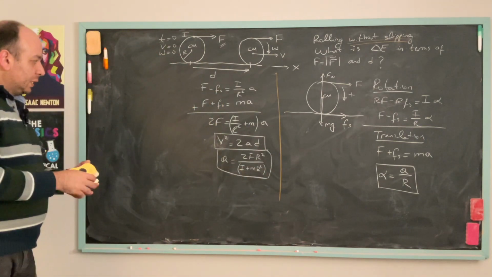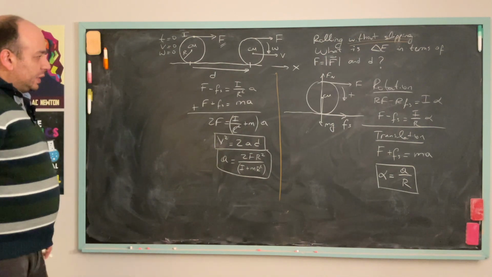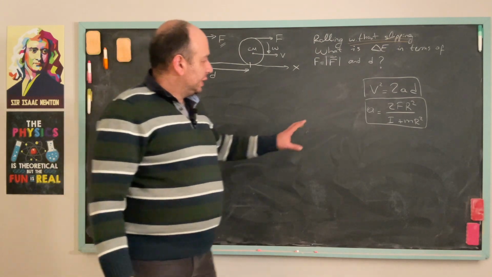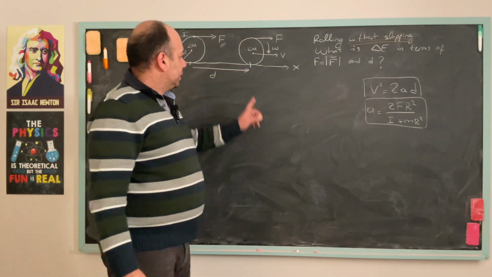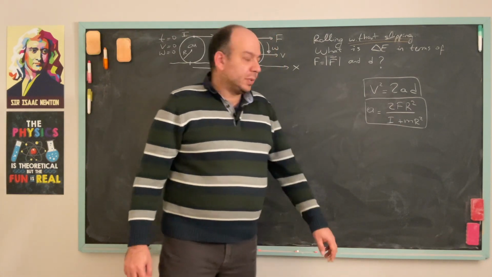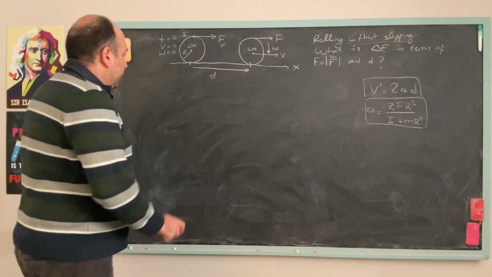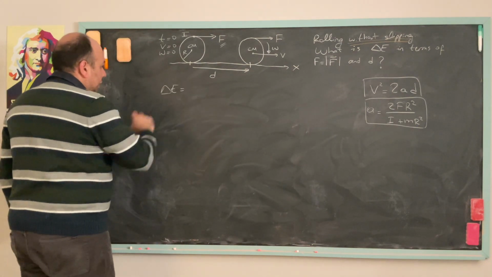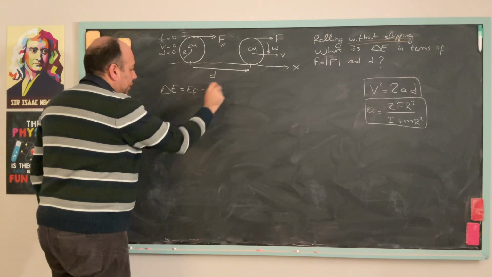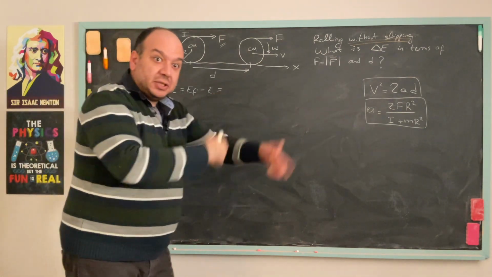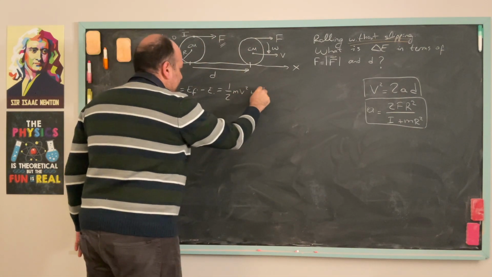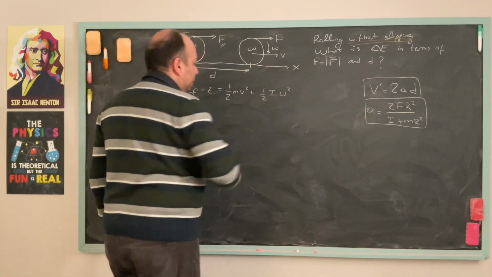This is good. So now let's write down the energy. In my previous calculation, I found V squared as 2 times A times D, where A turned out to be 2FR squared over I plus MR squared. Good. So now we are going to write delta E. In my final state, the final energy, is final minus initial, right? So in my final state, I have rotation and translation. So I have 1/2 mv squared plus 1/2 I omega squared.